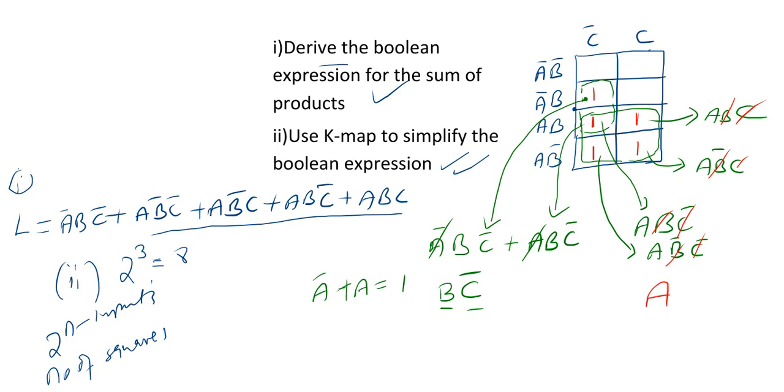And in that case, now, of using the K-map, we'll get the answer as A or B and not C. So the expression simplified using K-map, L will be equal to A or B and not C.